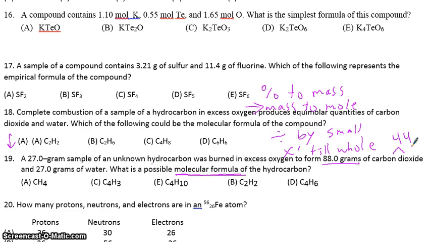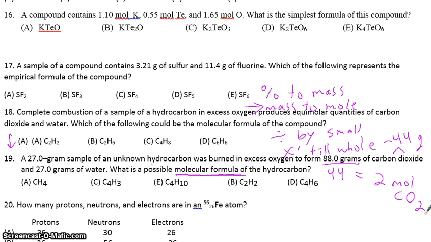Molar mass of carbon dioxide is 44 grams, roughly. And that's because 12 grams for carbon and 32 for oxygen. So what you've got is 88 divided by 44 to get you 2 moles. You indeed have 2 moles of CO2.